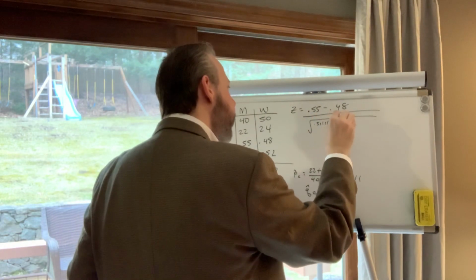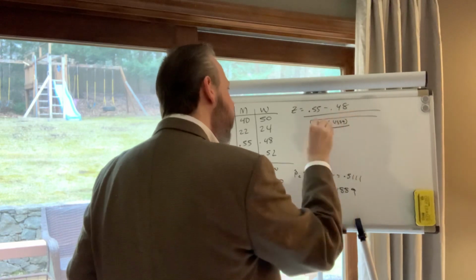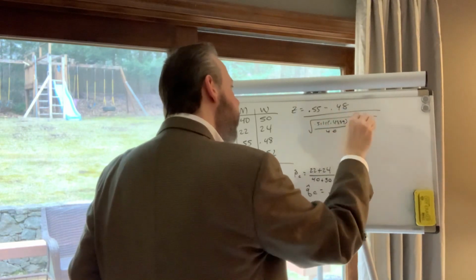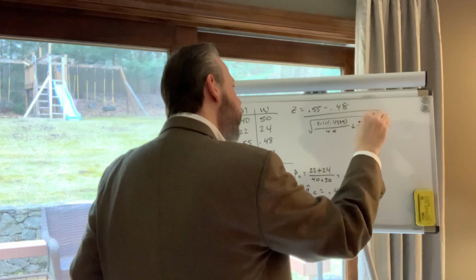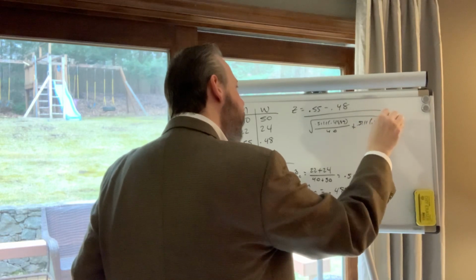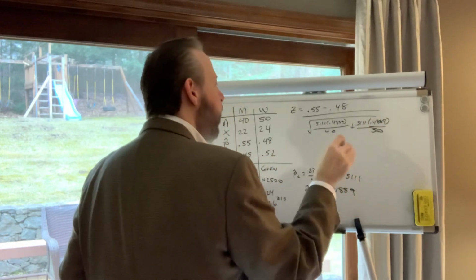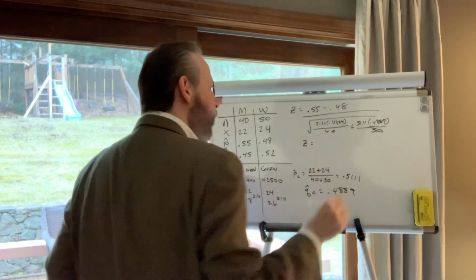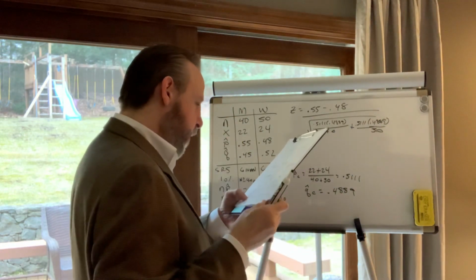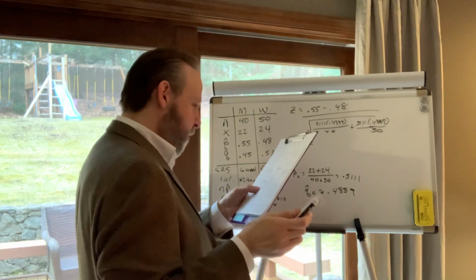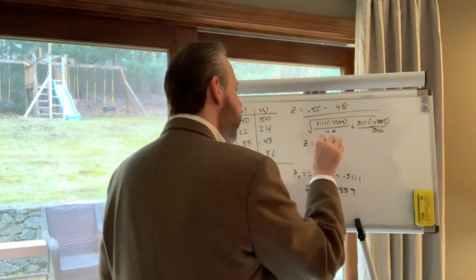0.5111 times 0.4889 over 40 plus 0.5111 times 0.4889 over 50. All right? And that gives me a z-score. We boil it down to, what was it? It was small. It was 0.6601.